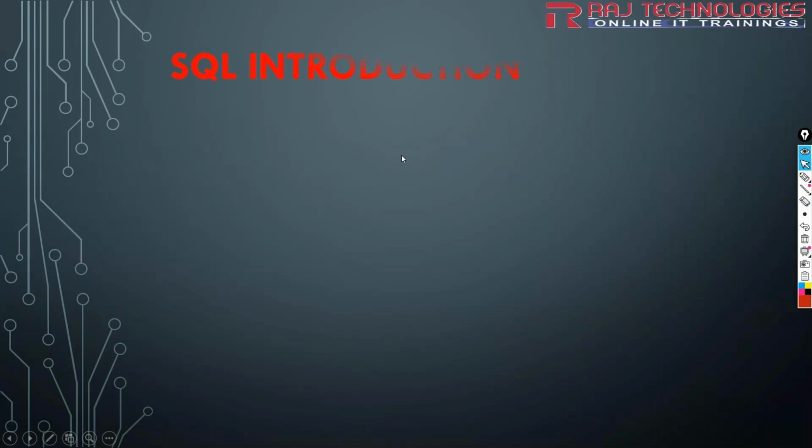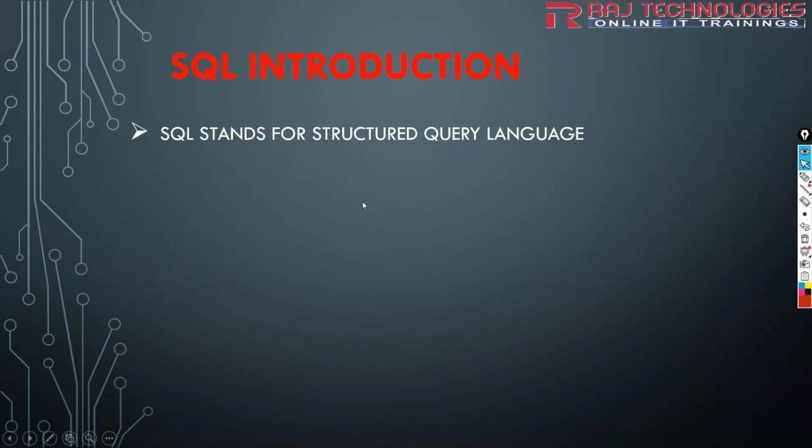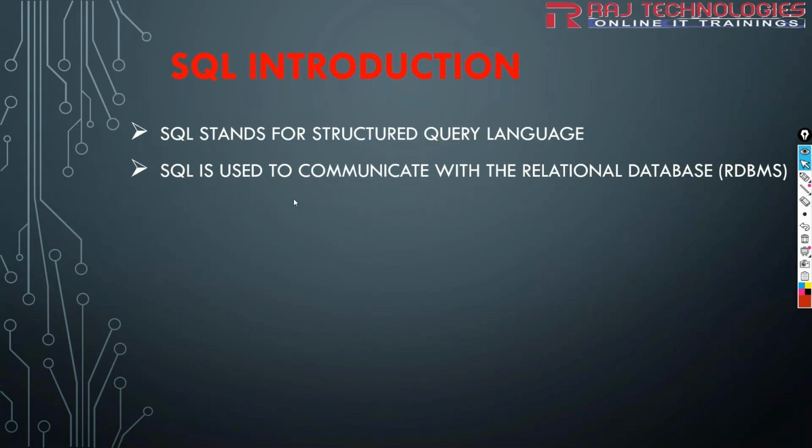So what is this SQL like? SQL stands for Structured Query Language. And SQL is mainly for what? SQL is used to communicate with the relational databases or DBMS. So what are the examples of relational databases? Like MySQL, Oracle, DB2, SQL Server. These are all the examples of relational databases. In order to communicate with the relational databases, we make use of this SQL.